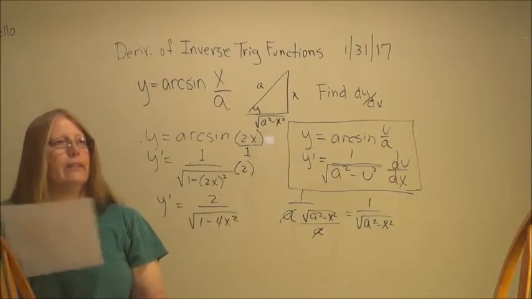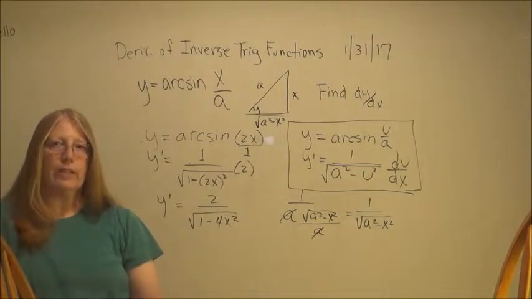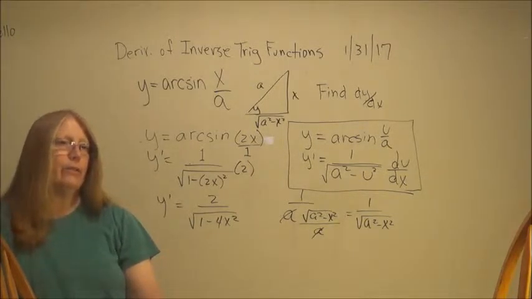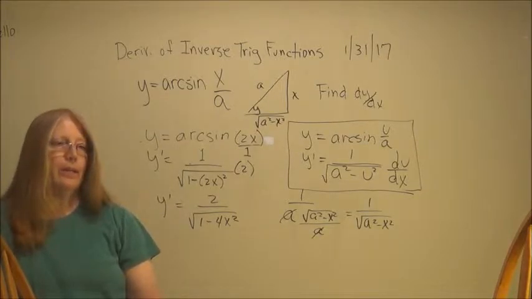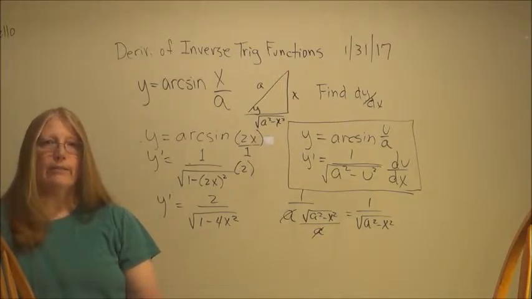That is the derivative, starting with an inverse trig function, in this case sine, of 2x. It is 2 over the square root of the quantity 1 minus 4x squared.